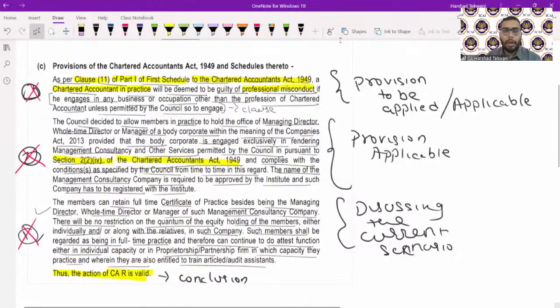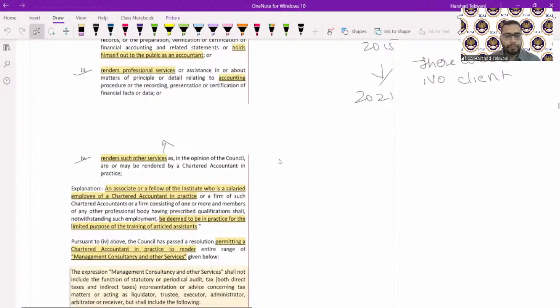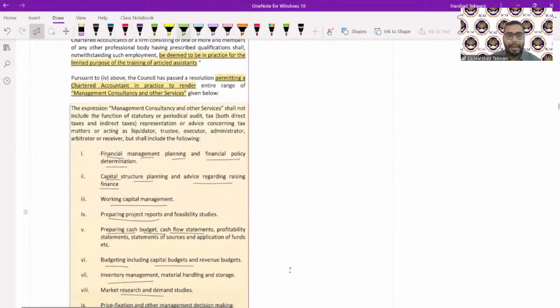Okay. So remember, I think it was the first lecture where we discussed deemed to be in practice. Now, if you see the deemed to be in practice, point number 4: renders such other service as in the opinion of the council may be rendered by a chartered accountant in practice. Now, what was point number 4? Point number 4 talked about permitting a chartered accountant in practice to render management consultancy services.